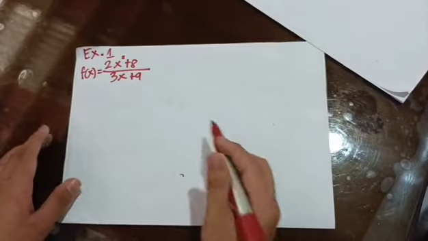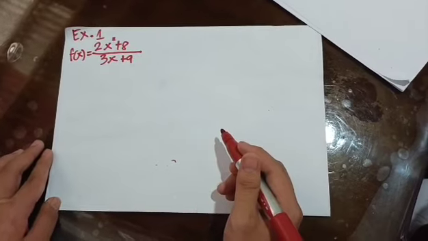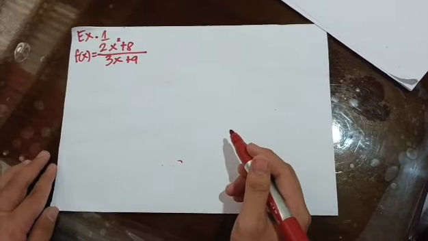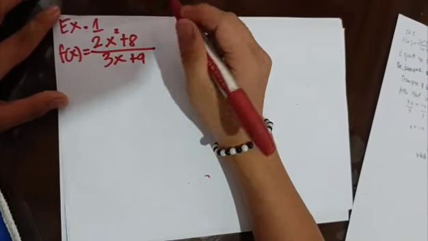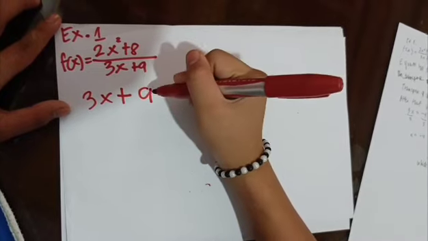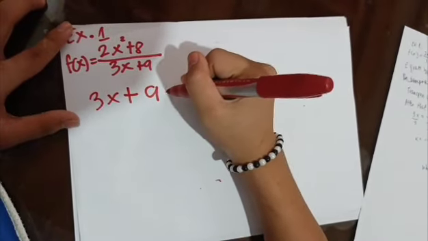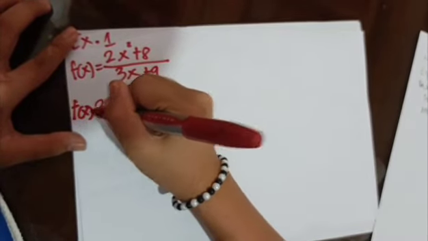To get the domain and the vertical asymptote, we have to follow the steps of finding the domain of the rational function. First, we have to equate the denominator to 0, which is 3x plus 9 equals 0. Don't forget to put the f of x.